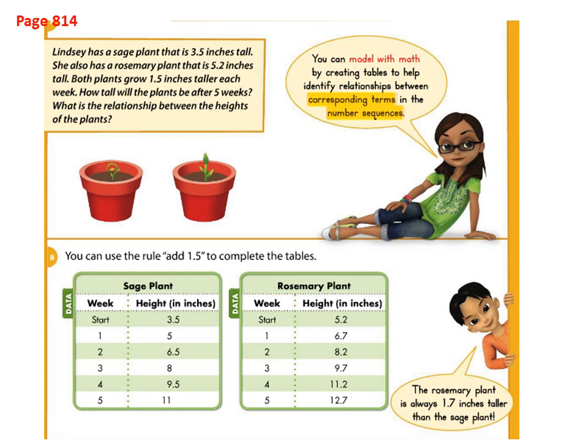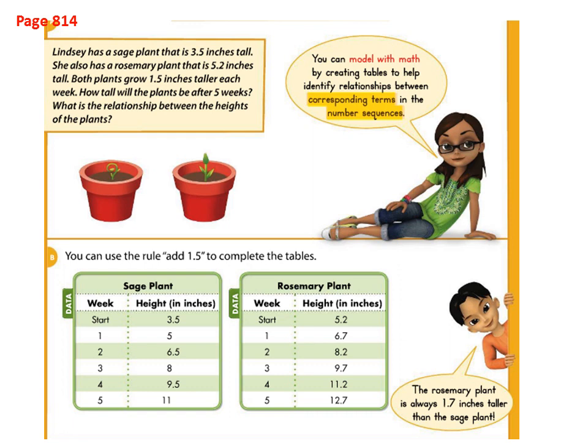Now, the second part of the question. What is the relation between the heights of the plants? Look at the rosemary and look at the sage plant. For example, the first row, 3.5 and 5.2. Of course, the rosemary is greater than the sage plant. So now we can subtract 5.2 minus 3.5 to find the difference. So it will be 1.7 inches.